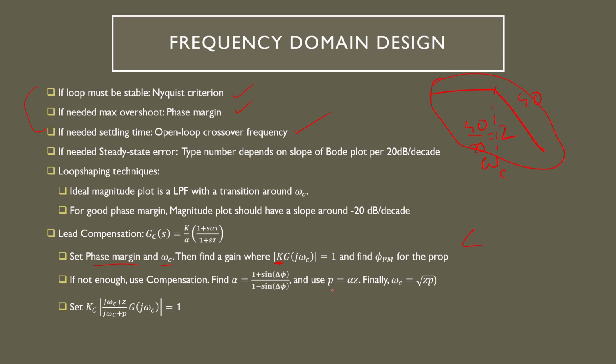We also write a relation: p is equal to alpha z, and omega c is equal to the square root of zp. These two combined, you have two equations, two unknowns z and p, solve for z and p, and you'll find your controller's pole and zero. The last part left is to find Kc of your controller. To find Kc, simply plug in the z and p you found, plug in the open loop crossover frequency, and then you solve this and get Kc from this equation over here.